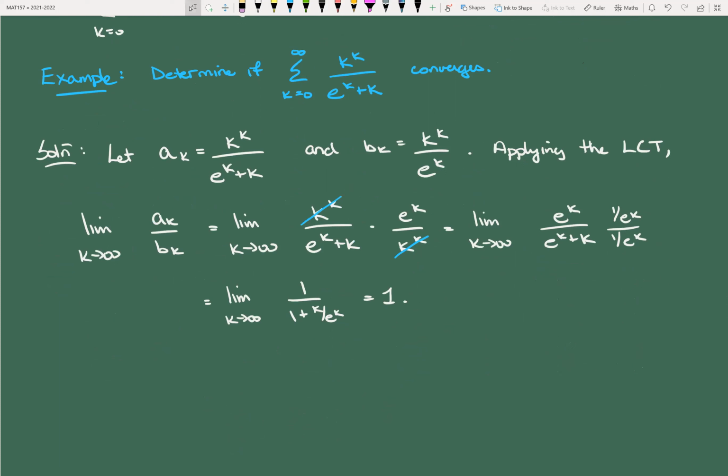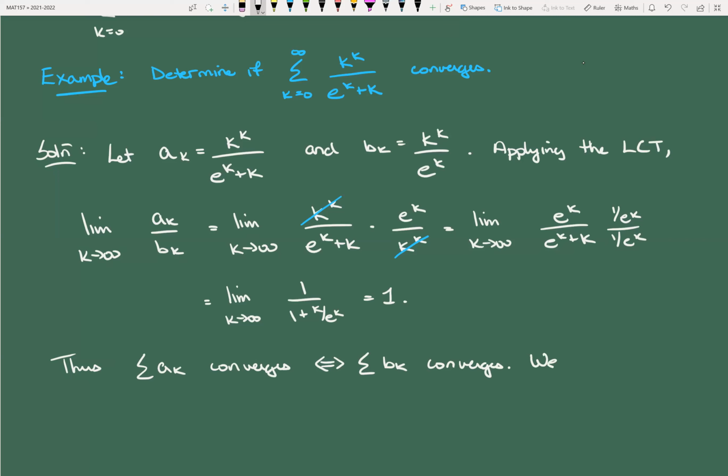So by limit comparison, the a_k series converges if and only if the b_k series converges. Okay, great. So we've reduced our problem. We've got rid of that pesky little plus k in the denominator. So now let's show that b_k converges. And for that, let's use the root test.